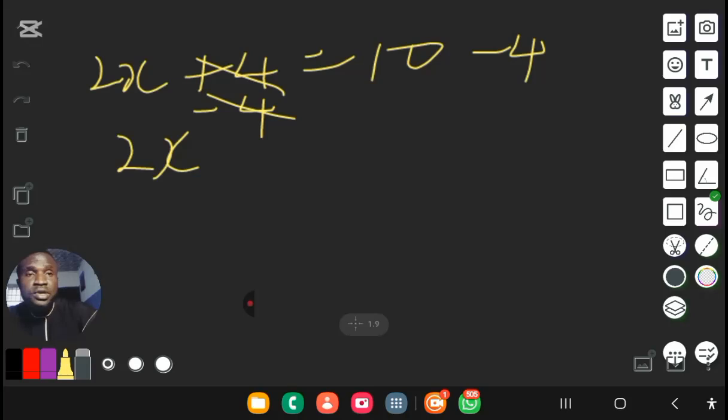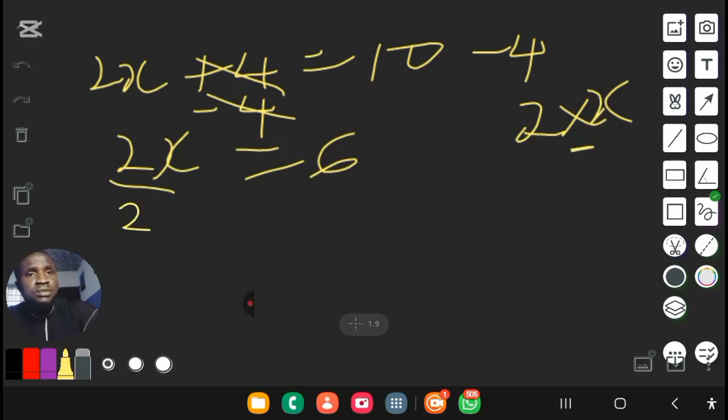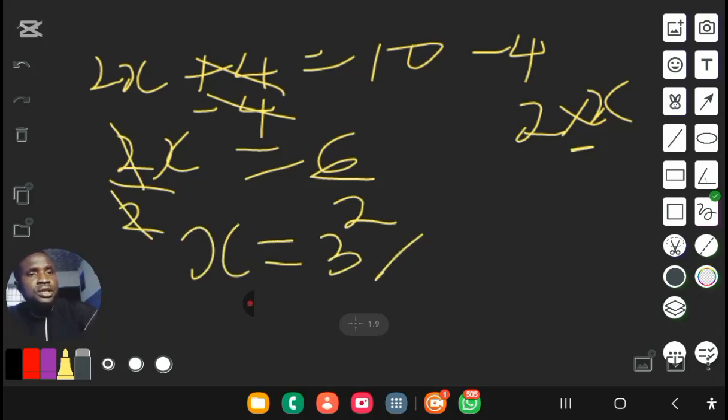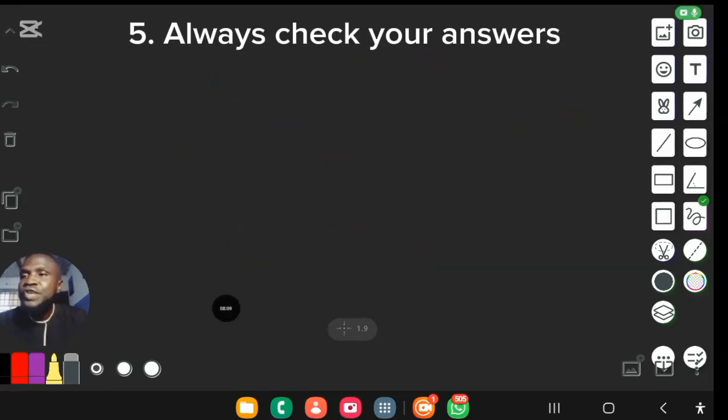4 cancels 4. 2x is standing alone equals 10 minus 4, which is going to give us 6. So what do we do? 2x is the same thing as 2 times x, like what I said in the previous one. So whenever you see times, you do what? You divide. So we say divide both sides by 2. So 2 divided by 2, x is standing alone. Then 6 divided by 2 is 3. This is your answer.